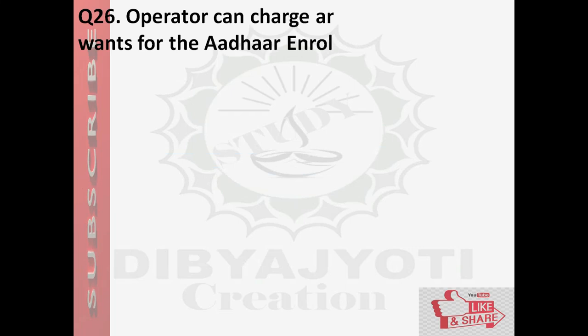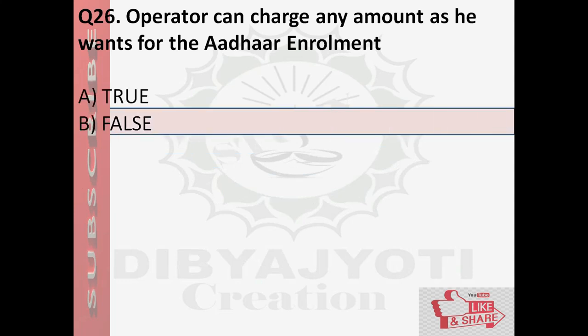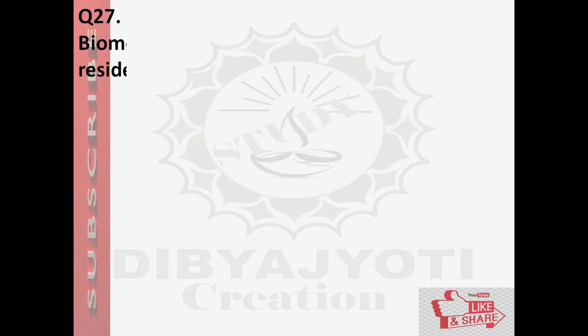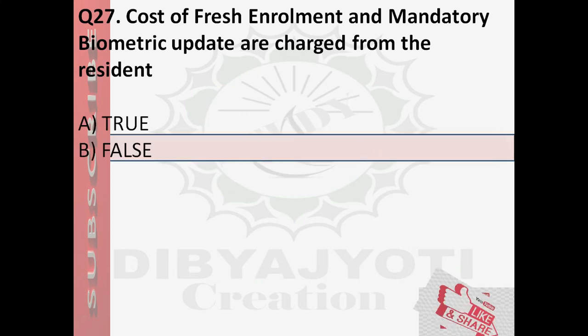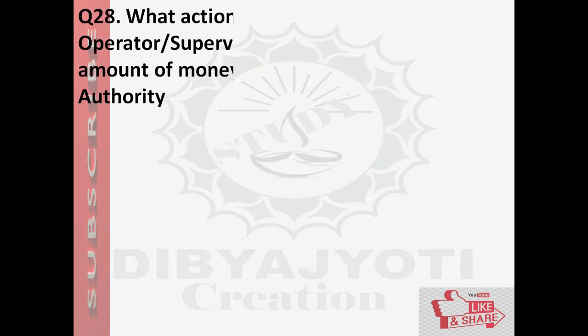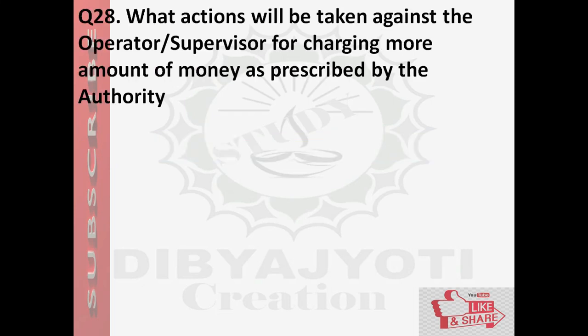Question number 26. Operator can charge any amount as he wants for the Aadhaar enrollment. Option A true, option B false. And answer is option B false. Question number 27. Cost of fresh enrollment and mandatory biometric update are charged from the residents. True or false? And answer is false. Modification can be charged 50 rupees per head.